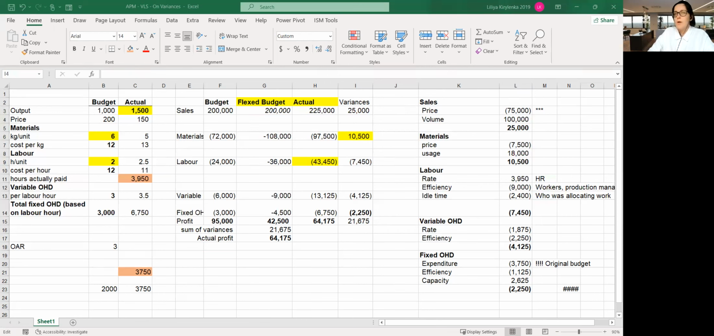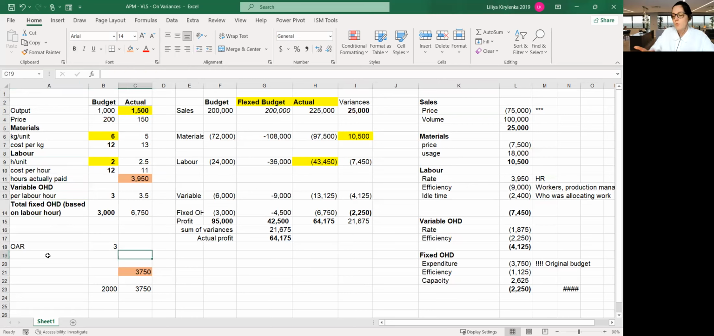We could have calculated volume variance a little bit differently, because actually when we talk about sales volume, it impacts not only revenue and as such this very variance, but it will also impact how much materials we use, how much labor we use, how much variable overhead we use, and if we use absorption costing, how much fixed overhead we use.